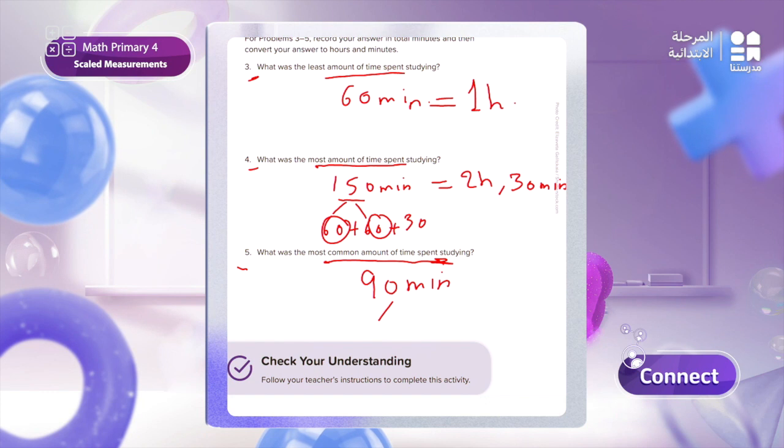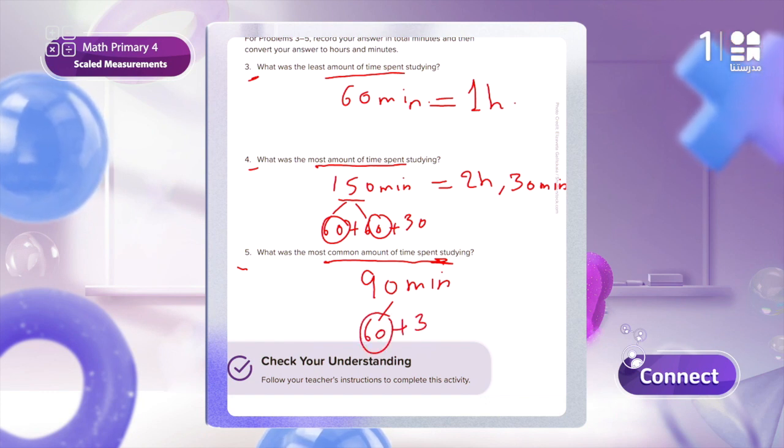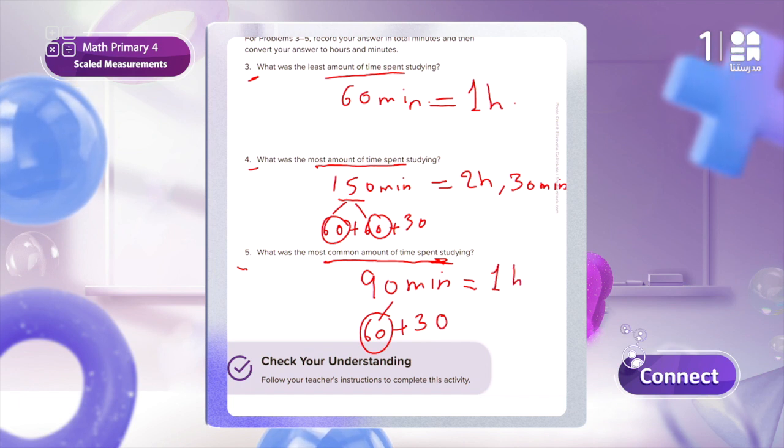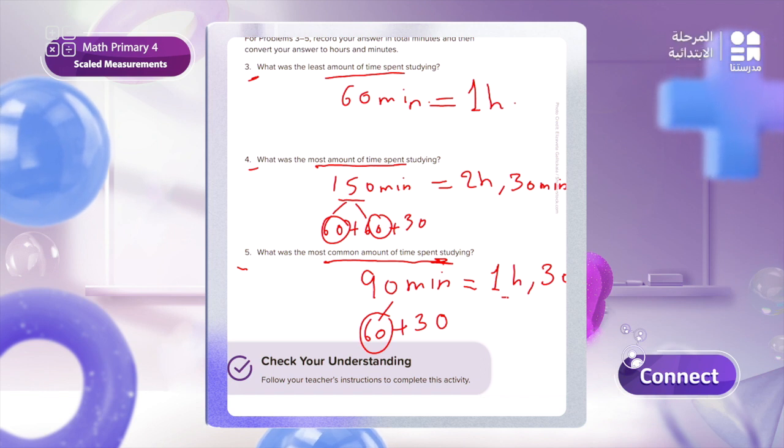Can I convert 90 into hours? Yes. How many hours are in 90? 90 means 60 plus 30, and we said 60 means 1 hour. Right? So here I have 1 hour and 30 minutes. What does 1 hour and 30 mean? It means 1 hour and a half.